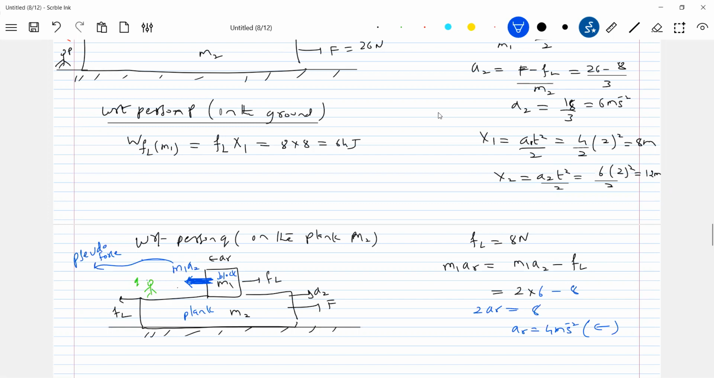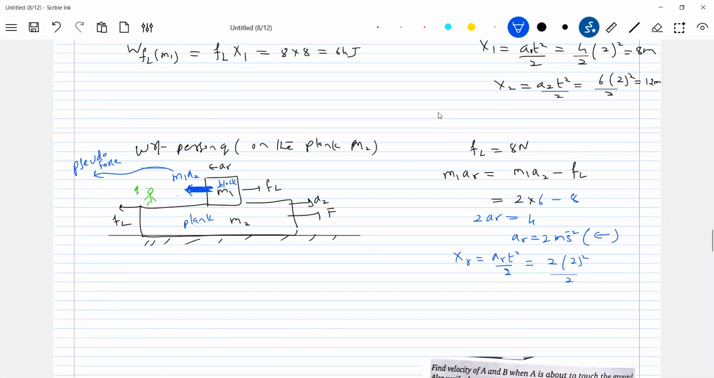Sir, AR is 2 meters per second square. So M1 AR is 4 newtons. Which one? 12 minus 8. This is 12 minus 8, this is 4. Okay, then I'll change it. Yeah, thank you. Now, what is AR? AR is the acceleration of the block with respect to the plank. I'll calculate XR also. What is XR? AR T square by 2. We are very good at relative velocity, so I'll apply the same concept. So this is 2, in 2 seconds, it gives 4 meters.